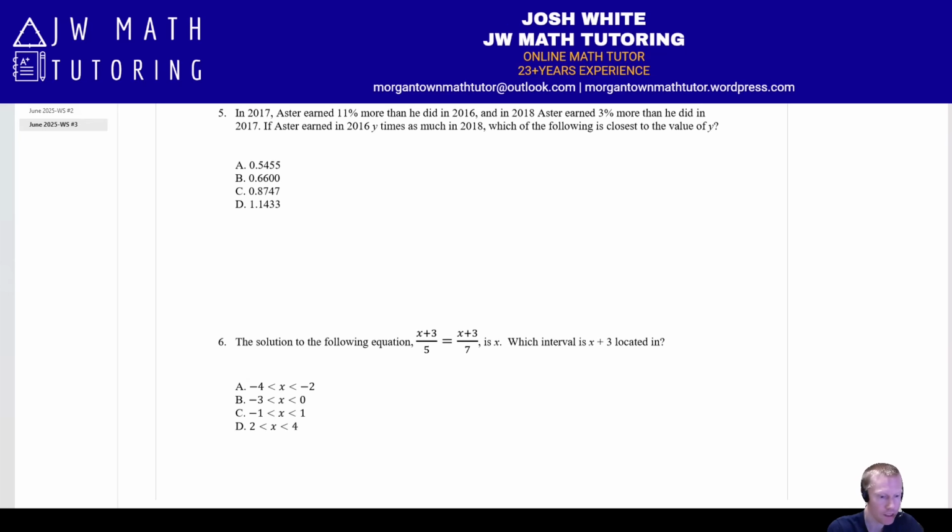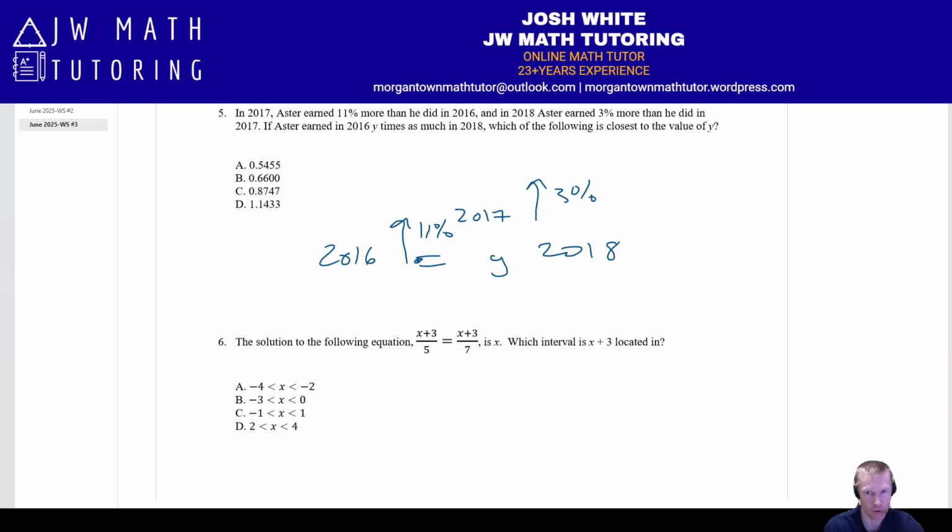So basically, what's happening here is you have this amount of money earned in 2016, okay? Then in 2017, it went up by 11%. Then in 2018, it went up by another 3%. The way this is worded, I think, is a little confusing or difficult for some people. Basically, the amount earned in 2016 is equal to the 2018 earnings multiplied by y. You're multiplying the y by the 2018 earnings, not by the 2016. You're multiplying it by the 2018 earnings to get the 2016 earnings. That's how it's supposed to be set up. That's, I think, what they're asking for in the problem.